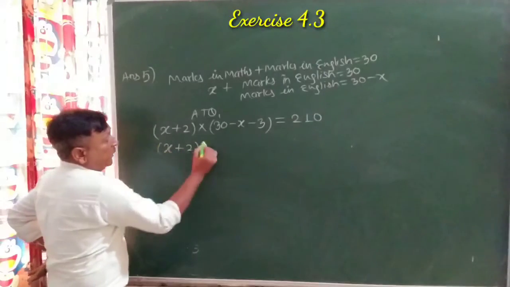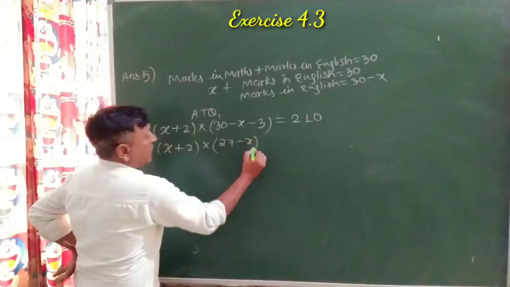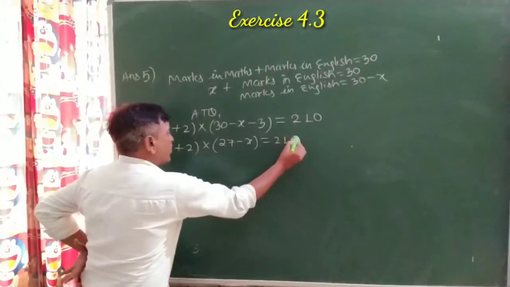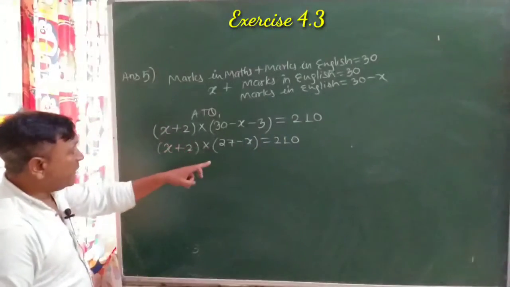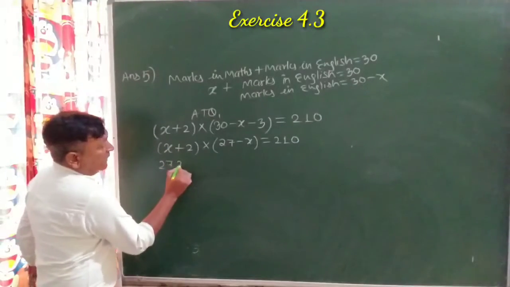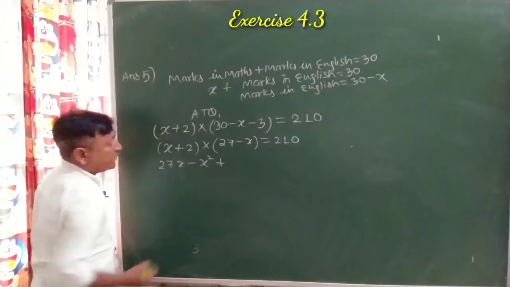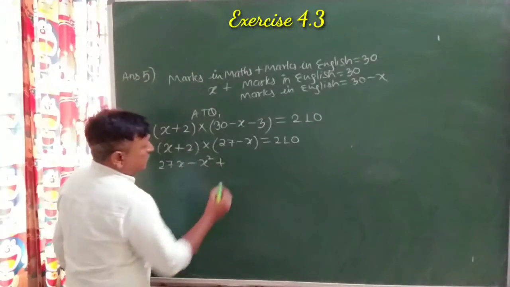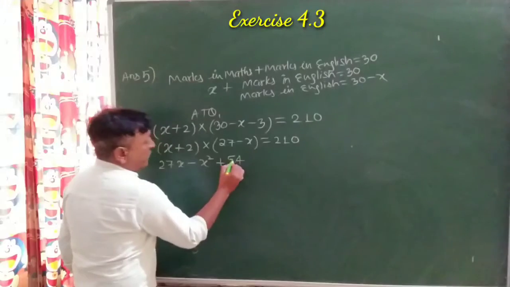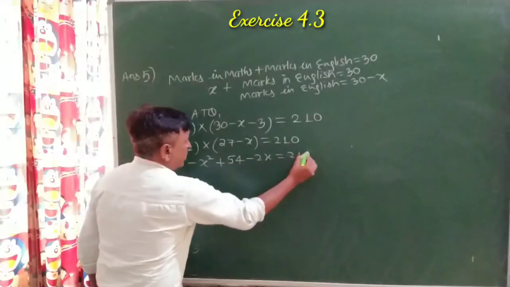x plus 2 into 30 minus 3, that is 27 minus x, is equals to 210. Now they both will get multiplied. So multiplied first by x: 27x minus x square. Now by 2: plus 2 into 27, 54, minus 2x is equals to 210.